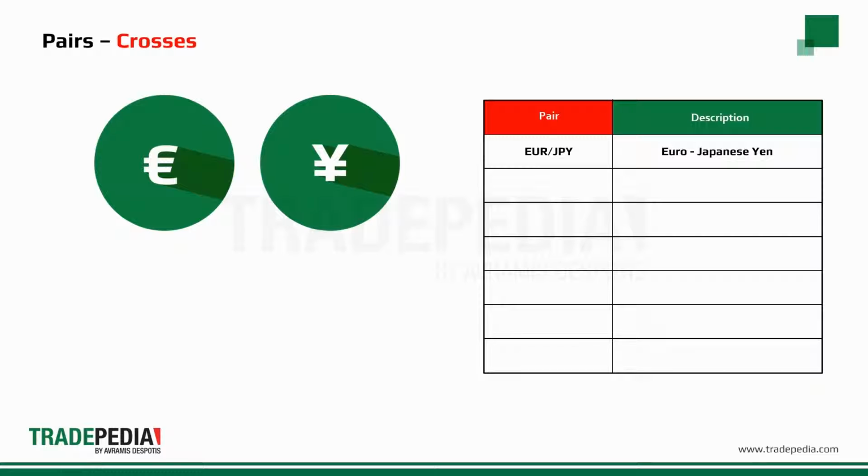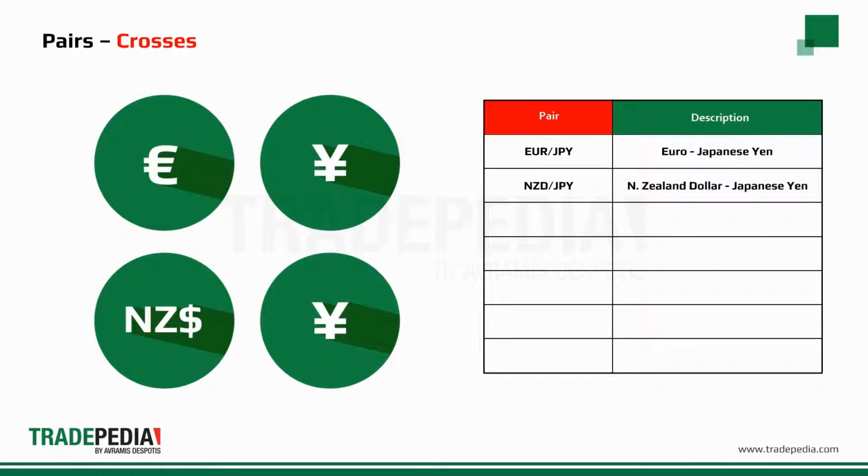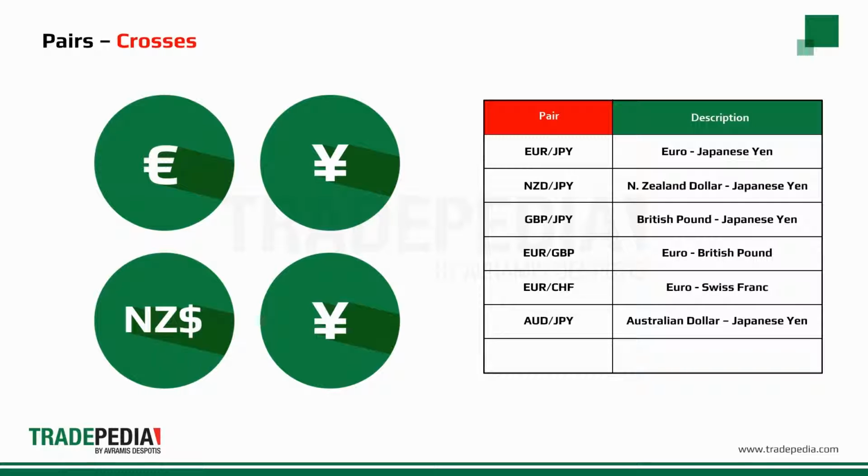Other than the Euro-JPY, the most actively traded cross pairs are NZD-JPY, New Zealand dollar against the Japanese yen. GBP-JPY, British pound against the Japanese yen. Euro-GBP, Euro against the British pound. Euro-CHF, Euro against the Swiss franc. AUD-JPY, Australian dollar against the Japanese yen. And NZD-AUD, New Zealand dollar against the Australian dollar.